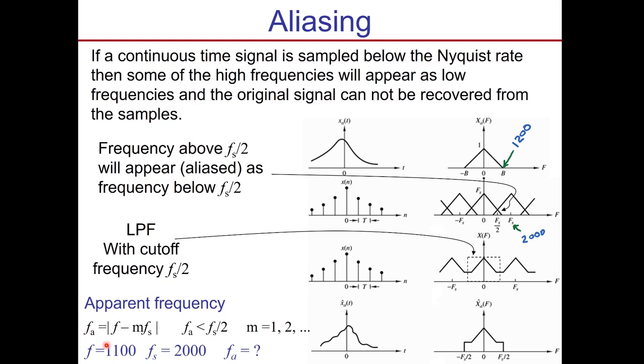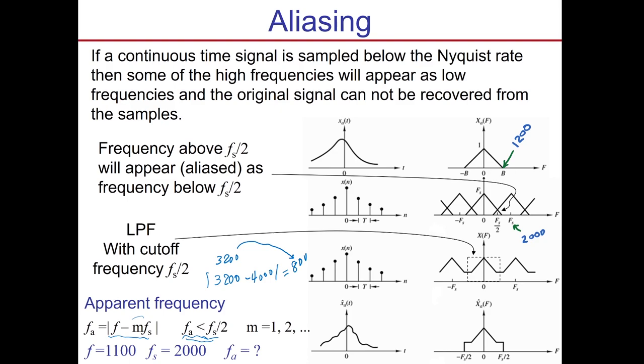Let's take another example. If you have 3200 in your original signal, then if you use this equation, it will be 3200 minus FS, which is 2000. What you will get in this case is 1200. 1200 is more than 1000, so it doesn't meet that condition. So then I have to increase my M by 1, try 2. Now 2 times 2000 is 4000. So now 3200 minus 4000 is minus 800. The absolute value is 800. So now that meets the condition. 800 is less than 1000. So the 3200 will be aliased and appear as 800 hertz.